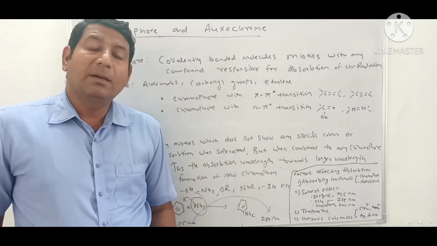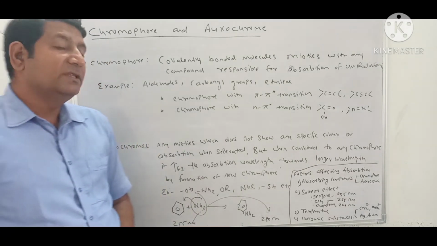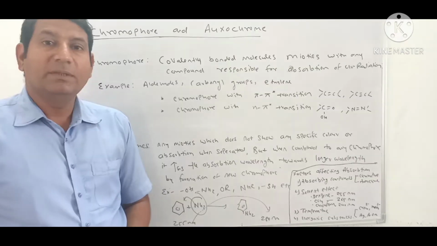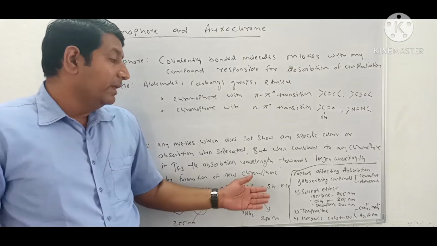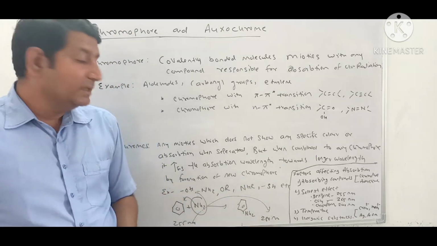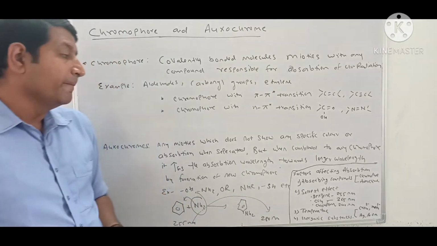Now let us discuss various factors affecting absorption in UV visible spectroscopy. There are basically 4 factors which affect the absorption pattern. Number 1 is presence of absorbing compound. Number 2 is effect of solvent. Number 3 is effect of temperature, and number 4 is effect of presence of inorganic moieties.